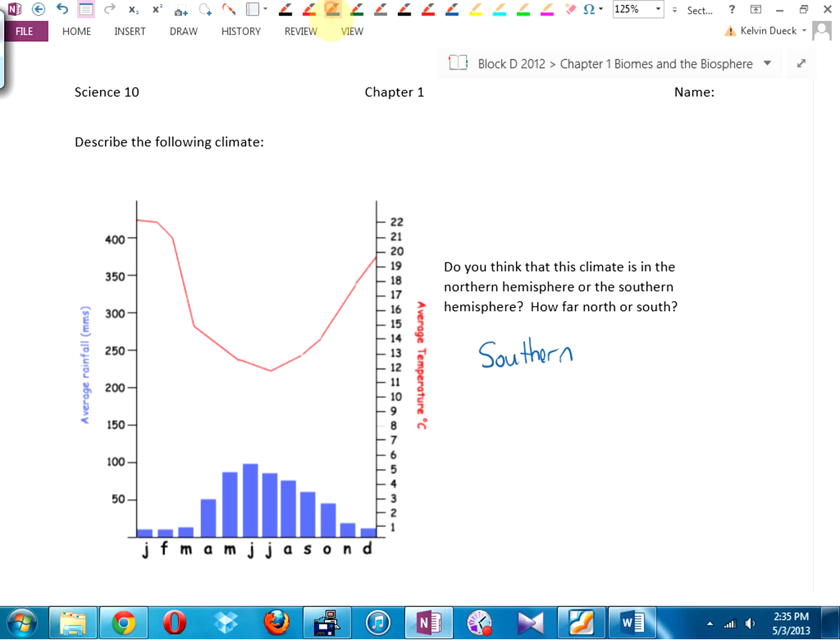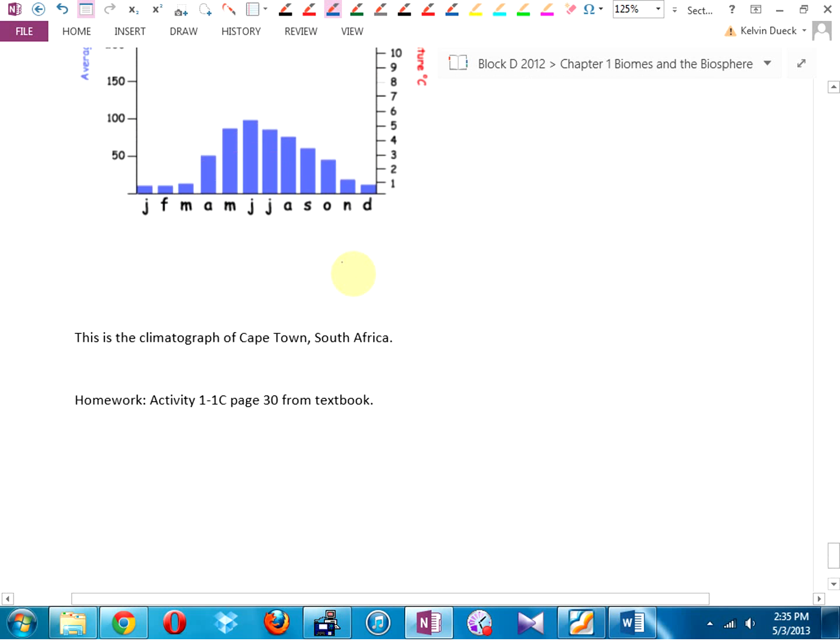How far north or south? Well, now look at the temperatures. Okay. What did you say? It's in Cape Town. Oh, you looked down below? Yeah, this is from Cape Town, South Africa. I was supposed to erase that and I forgot. There was supposed to be blanks there. Whoops. Note to self, fix that next time.